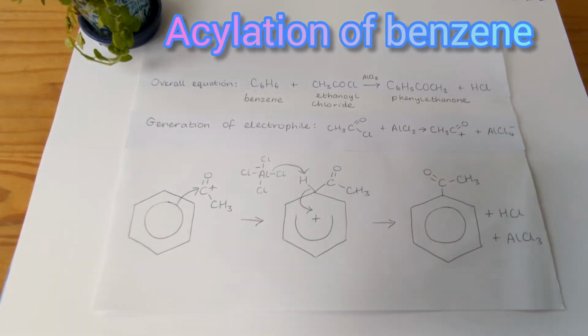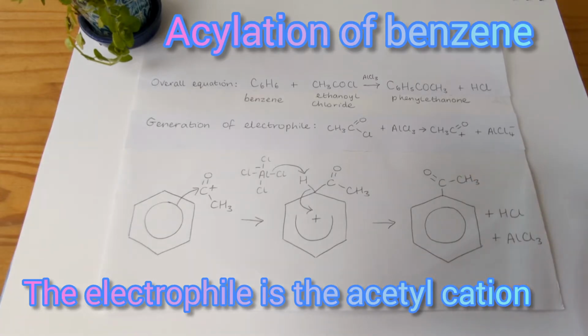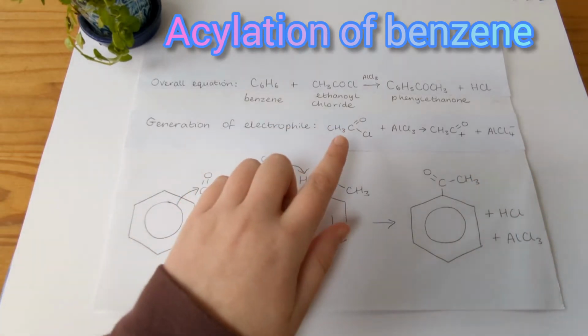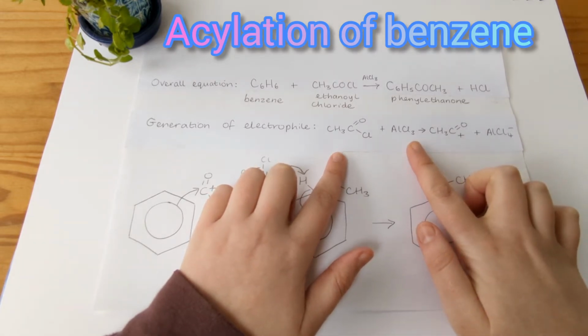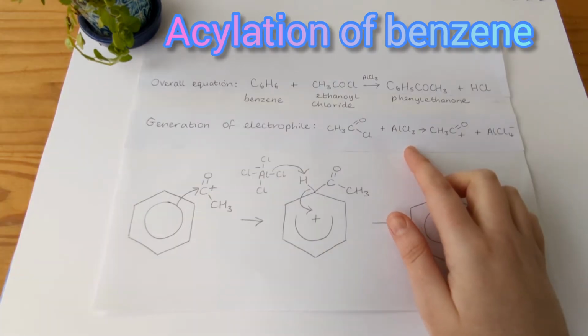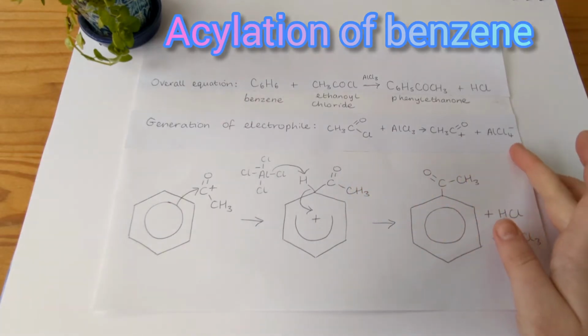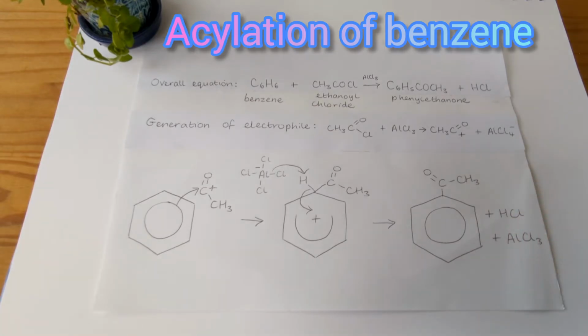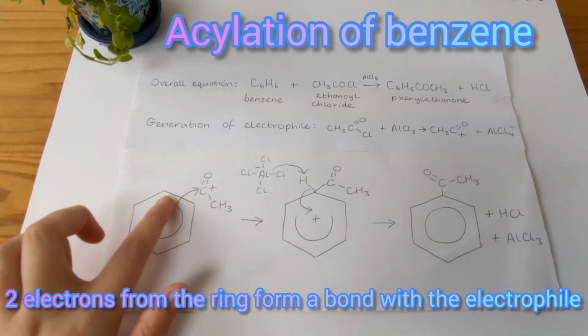The electrophile for this mechanism is the acetyl cation, and that is formed from the ethanoyl chloride reacting with the aluminium chloride. And what happens is the aluminium chloride picks up this chlorine, which forms the electrophile, and the aluminium chloride anion.